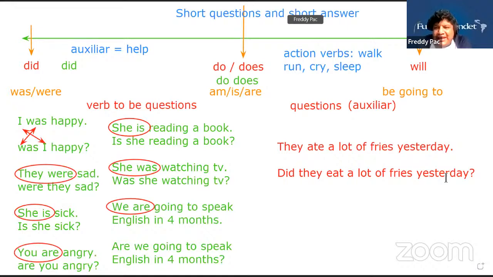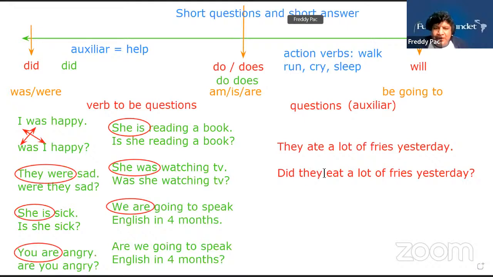Now let's see Alma. Okay, Alma, you ready? Help me, Alma. Yes. Okay. Don't be afraid. All of us are participating. So don't worry.